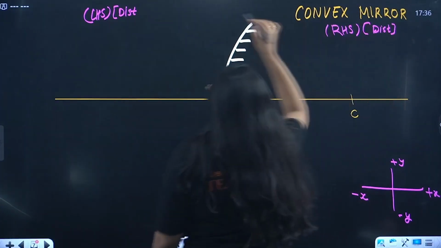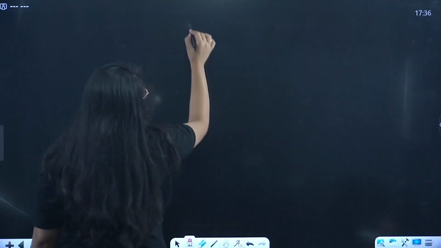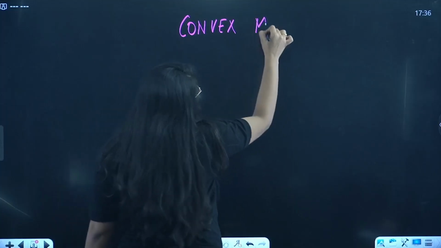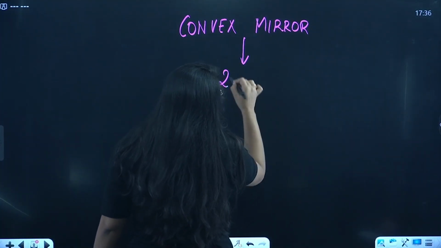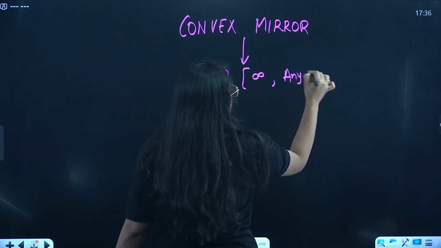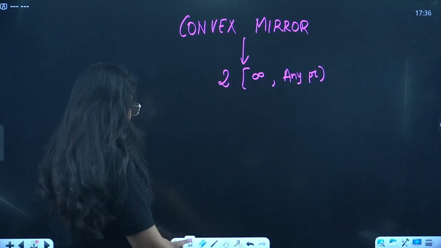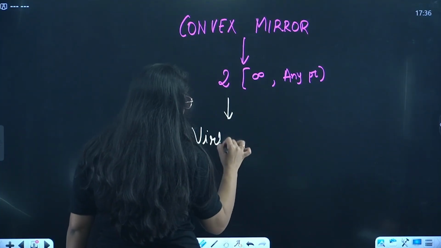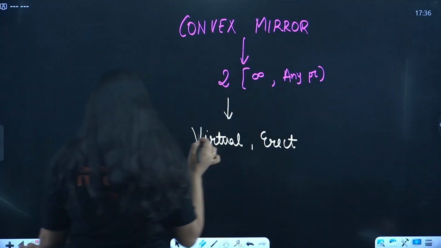Correct. Now we just have 2 cases of convex mirror. In case of convex mirror, we just have 2 cases, right? And those 2 cases, beta, are: first is at infinity and second is at any point. Both of these are the same. How same? Both of these make virtual and erect images.